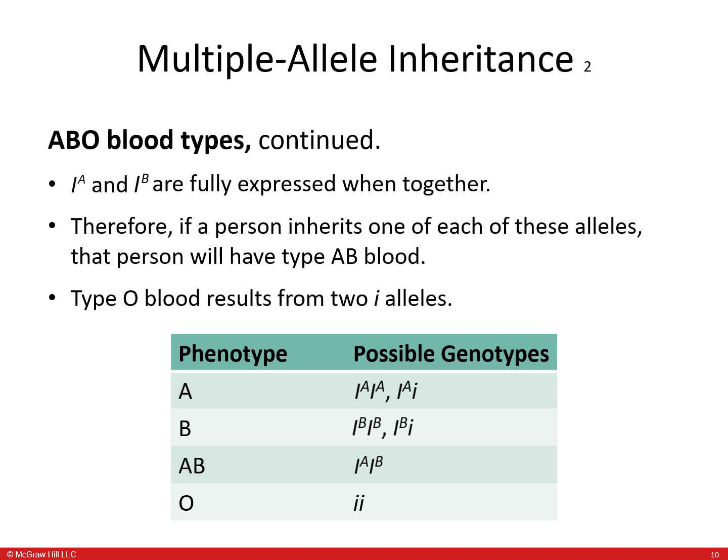Since blood type A and blood type B are codominant, if an individual gets an allele for blood type A and also the allele for blood type B, then both of them are going to be fully expressed. So this individual is going to be blood type AB. Whereas if you are blood type O, then you have the recessive alleles.